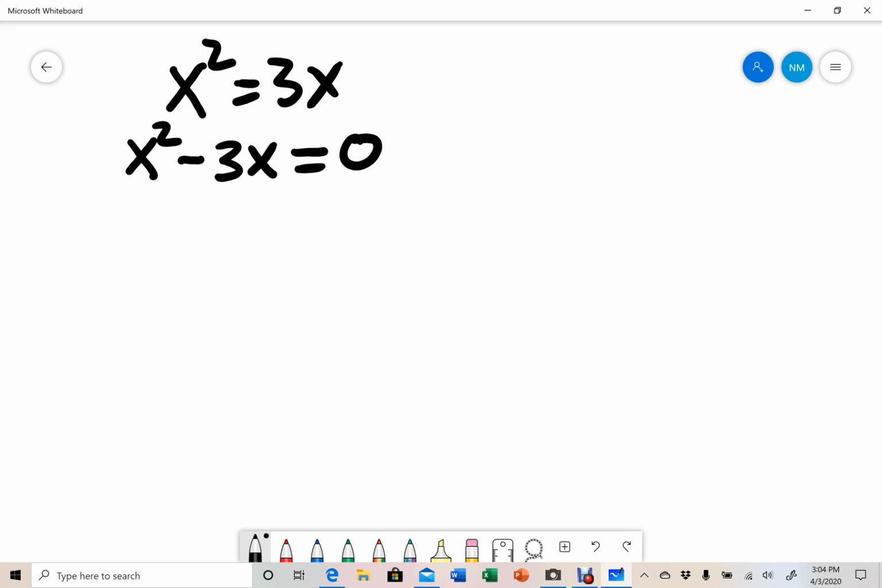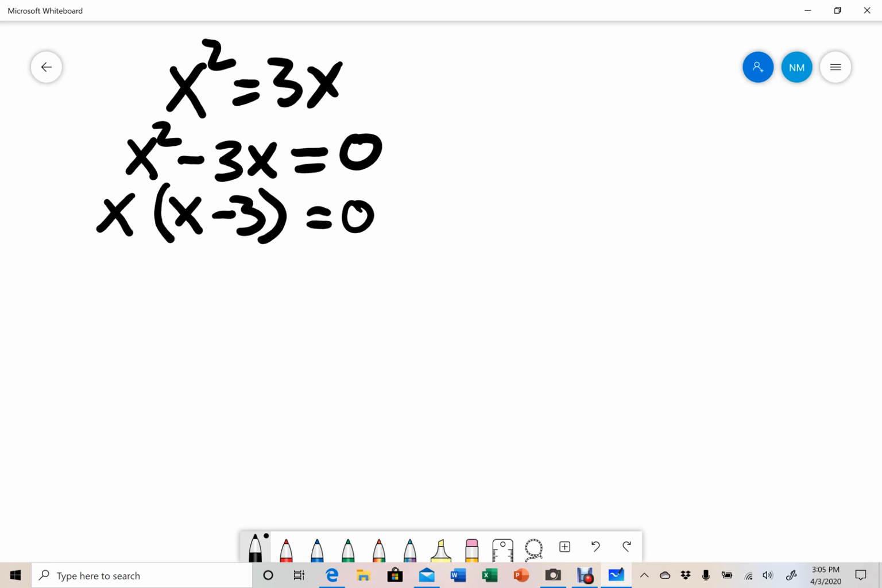Now, my second step would be to factor. Looking at this, I have a common term that I can factor out. What is that common term? What is present in both terms that I can pull out of the equation? Well, I've got 2 x's here, and I've got 1 x here, so I can pull at least 1 x out of each of these. If I pull out x, I'm left with x minus 3. Is it possible to factor this any further? No. So these are my 2 factors then.